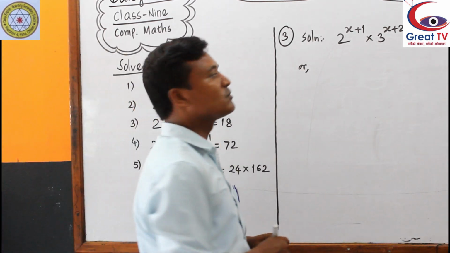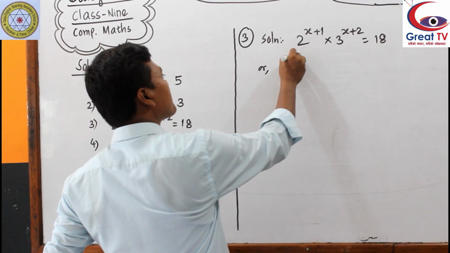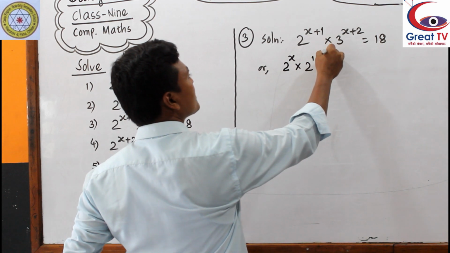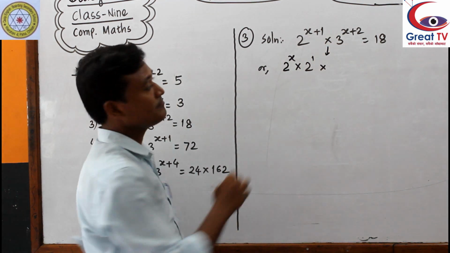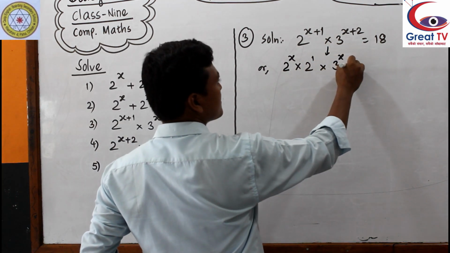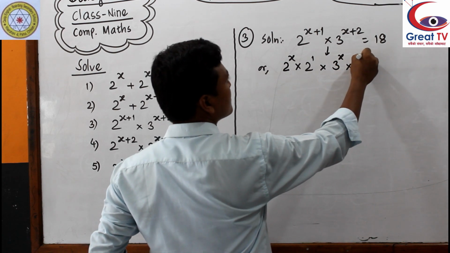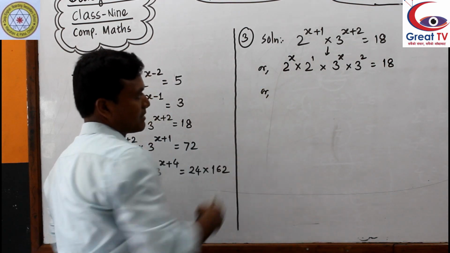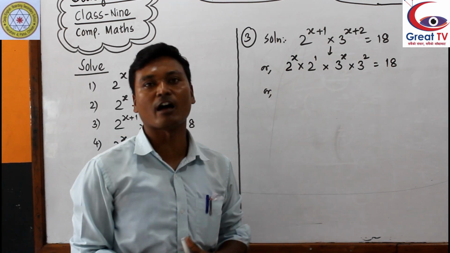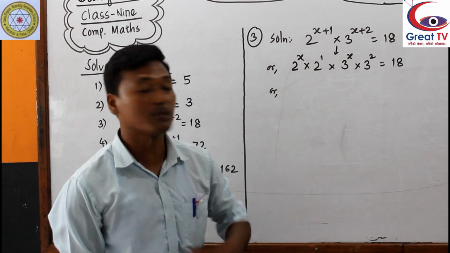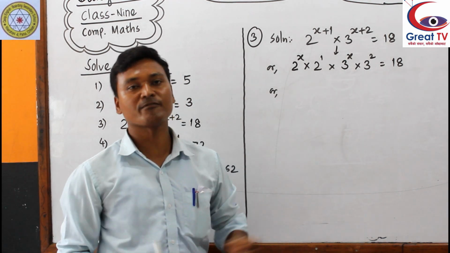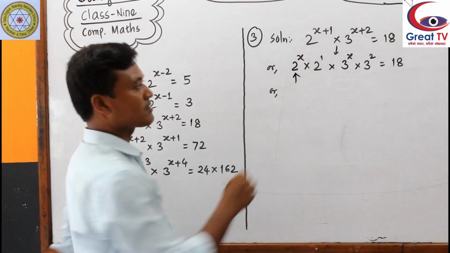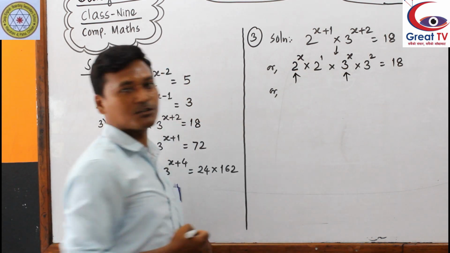But as it is multiplication, go this way: 2 to the power x times 2 to the power 1, then the sign over here, times 3 to the power x times 3 to the power 2 equals 18. After this, all have multiplication signs. That is, if we have all multiplication, we can't take a common factor. Then after this, check over here. Here is 2 to the power x. Here is 3 to the power x.